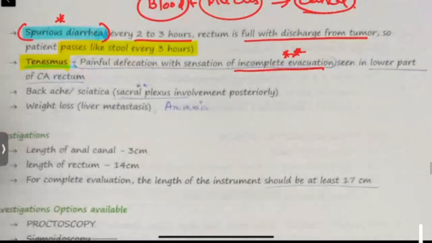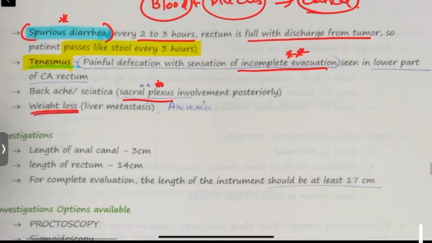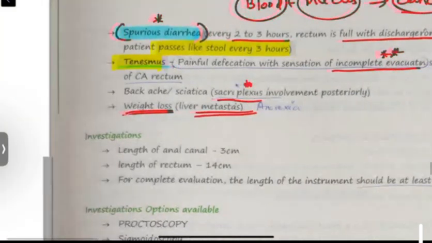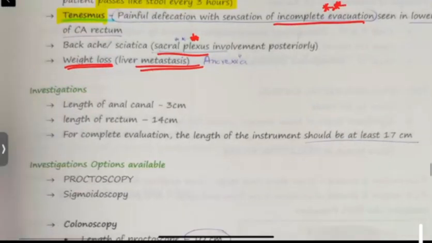Other complications include backache or sciatica. Basically, sacral plexus involvement will be there if the tumor has spread posteriorly, and that will lead to backache or sciatica. Then other characteristic features of all malignancies, like weight loss and anorexia, will be seen if it is malignant and has spread to other distant organs.